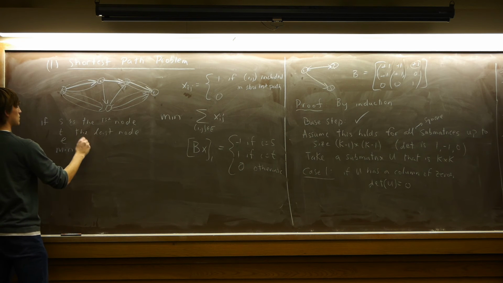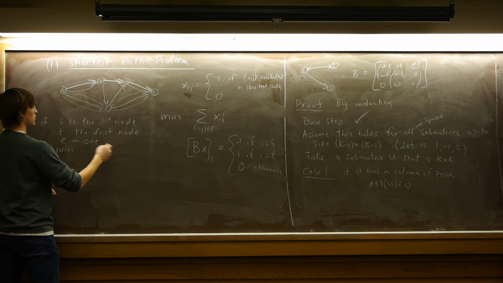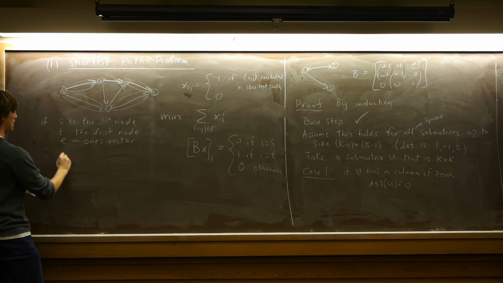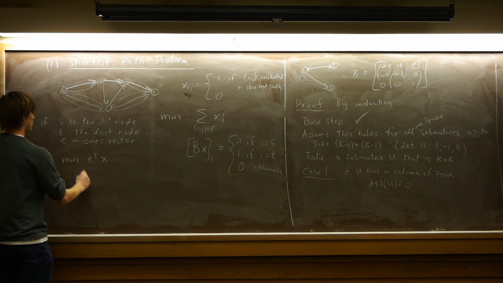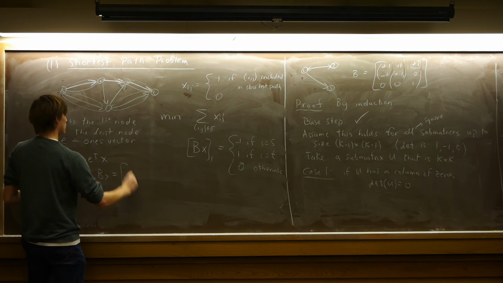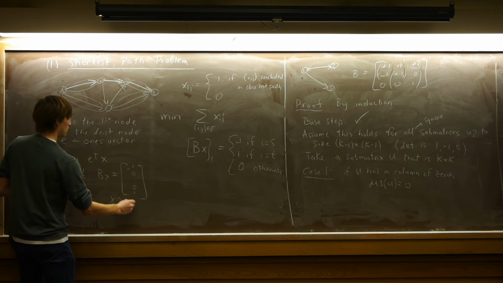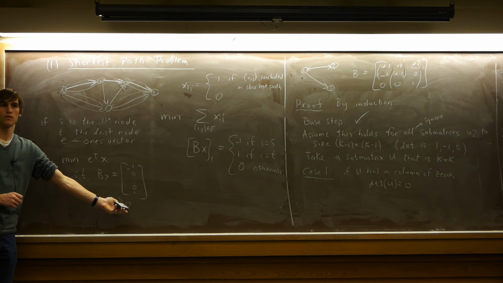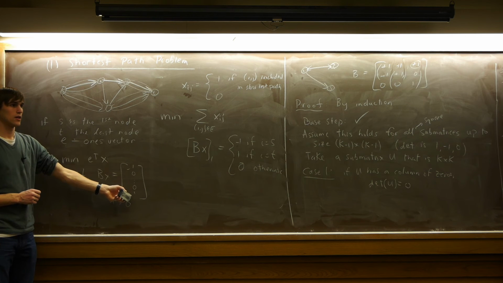By the way, let e be the ones vector. I'm going to be using e as the ones vector in the next couple of examples. I can boil all that down to the linear program of minimizing e transpose times my vector x, subject to B times x equals -1, a bunch of zeros, +1. And then as long as I require x to be greater than or equal to 0, it's going to be integral, because B is totally unimodular. So it has to be integer.